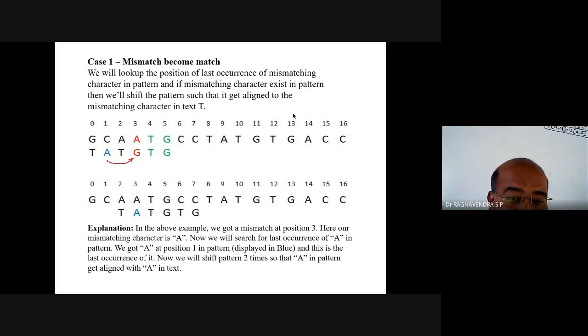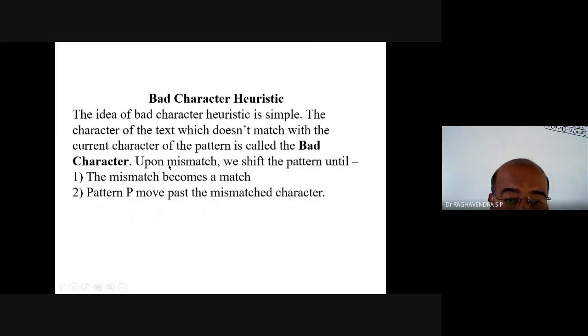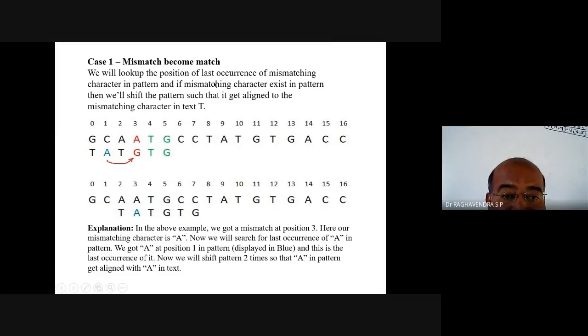Now you see case one. Under case one, the mismatch becomes a match. How will this work? Let us find out. We will look up the position of the last occurrence of the mismatching character. We have here a text: G, C, A, T, G, double C, T, A, T, G, T, G, A, C, C. And T, A, T, G, T, G is the pattern. We have to search this pattern in this text.